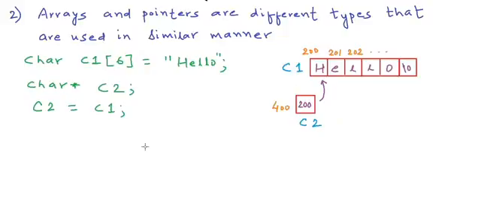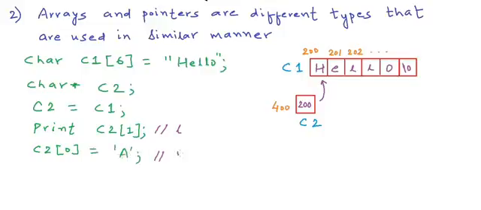Now we can use this variable C2, which is a character pointer, just like C1, to read and write into the array. So if I write something like print C2[i], let's say we want to print C2[1], then the output will be L, and we can even modify the array. Let's say we want to modify the character at 0th index to A. So the string will be modified and will become this.